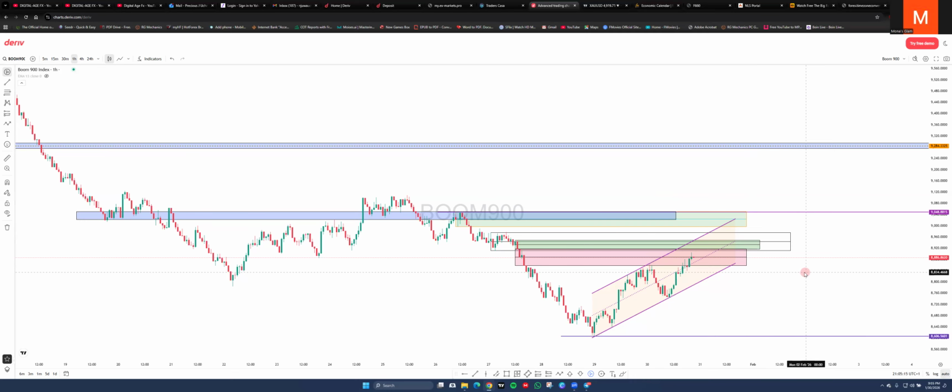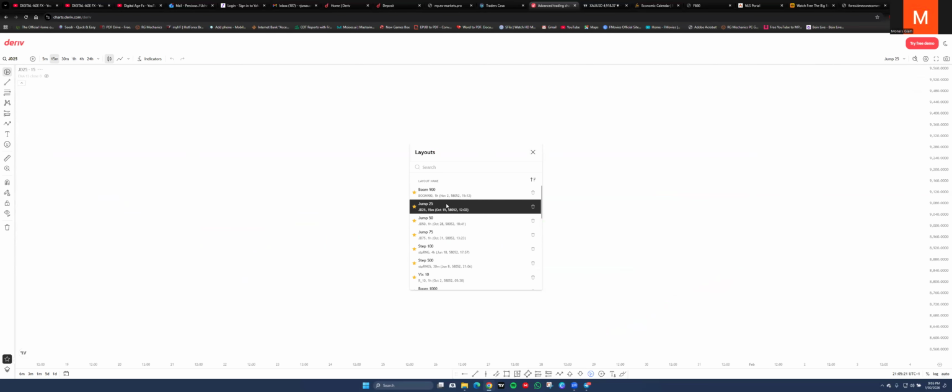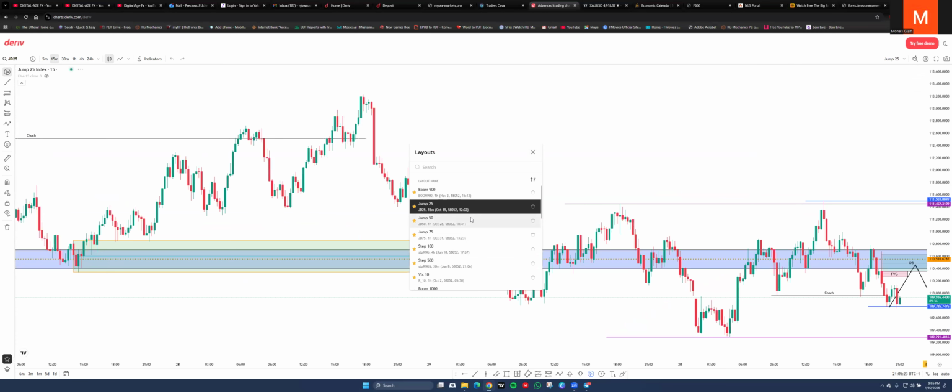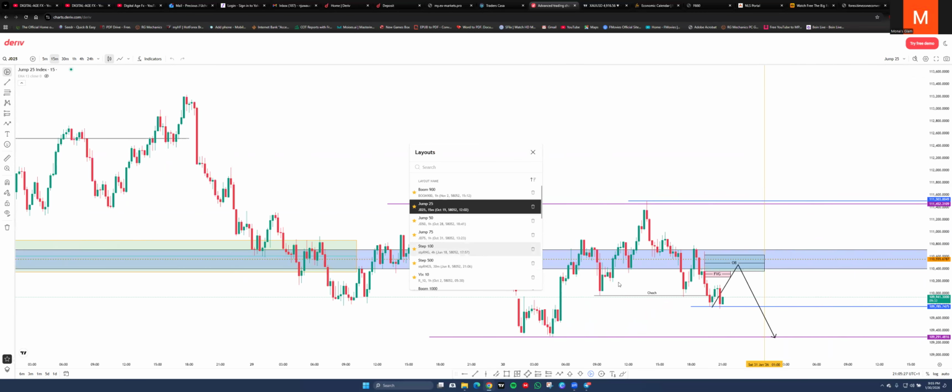So let's check the next one. You see how I'm interchanging charts because I don't want to miss these trades. I don't want to miss the trades. But let's see this one now, see what's happening.